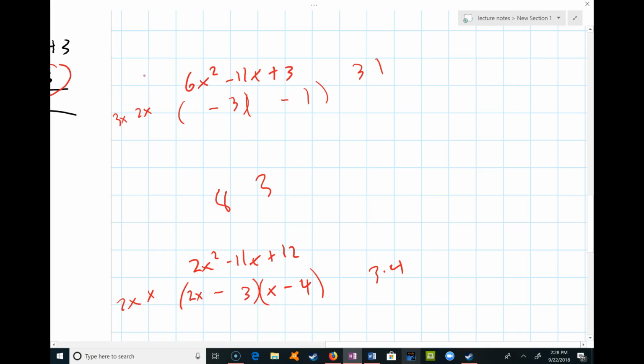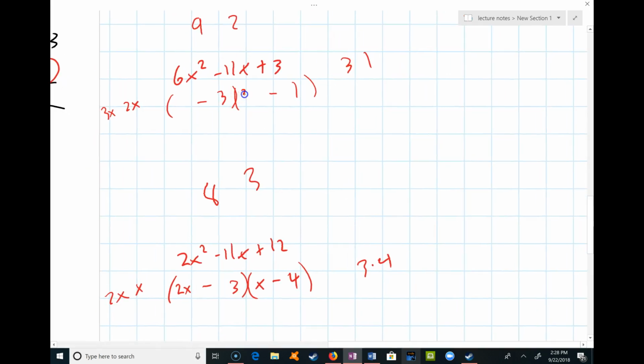But now let's do these. 3 times 3 is 9, and 2 times 1 is 2, and sure enough, 2 plus 9 is 11. So I want 3 times 3, so I'm going to put the 3x right there, and I put the 2x right there.